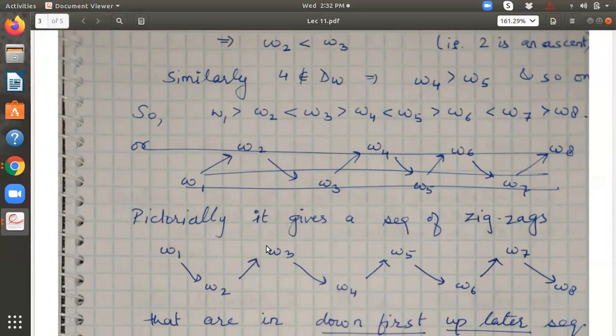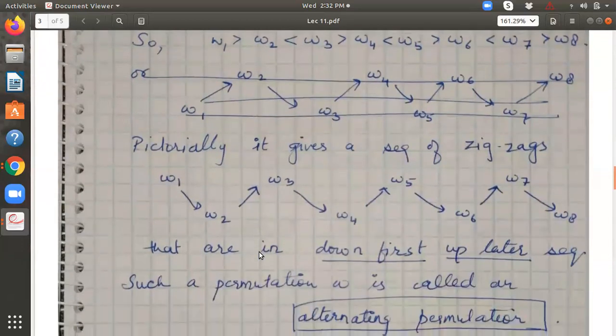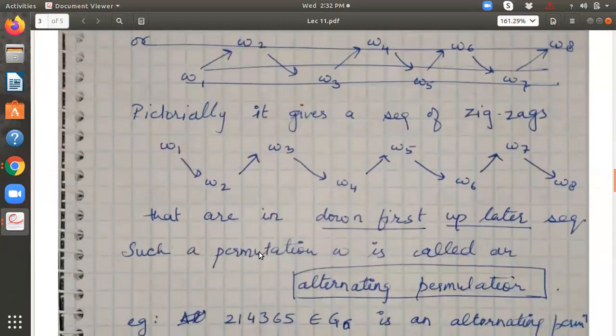So when you have a sequence which represents a zigzag of the form down first and up later, such a permutation is called an alternating permutation. So for example, another word of caution here.